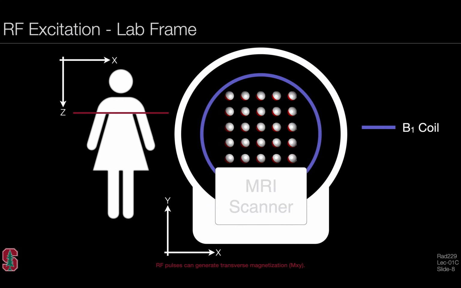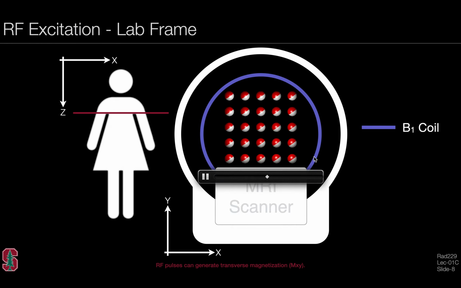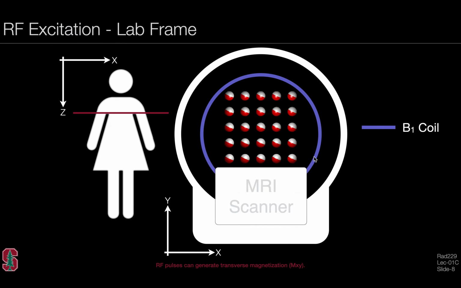So here's just another example showing when we turn on the B1 exciting field, which I showed the hardware component of in a few slides back. We can see how the spin system itself will be tipped into the transverse plane and excite the magnetization. So we can play this again.